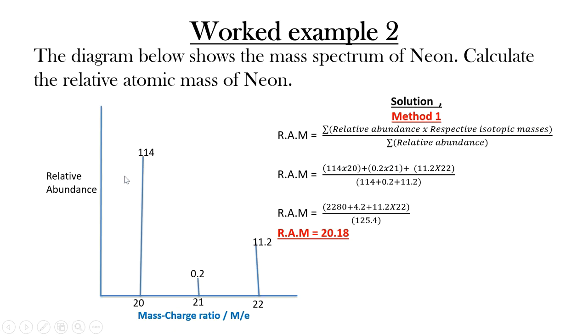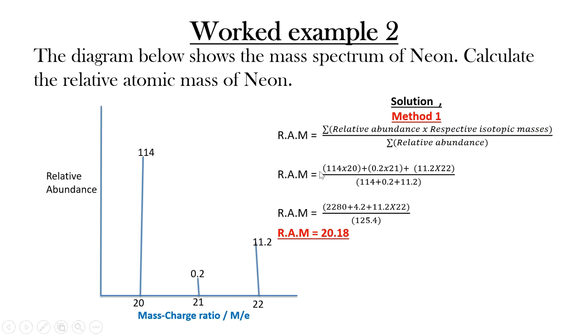So when we have such a question, we can deal with it using two methods. We can use the one for just using relative abundance, and then we shall see another way we can deal with it using the percentage abundance by first calculating the percentage abundance. Let's go through faster. I'm saying that relative atomic mass is the summation of relative abundance times relative isotopic masses divided by the summation of relative abundance.